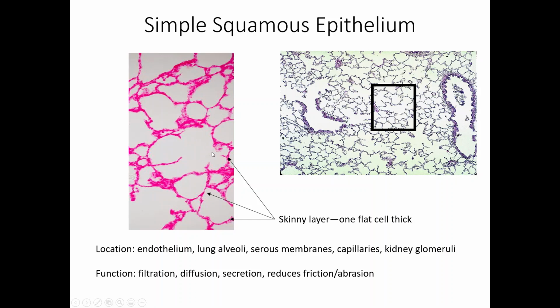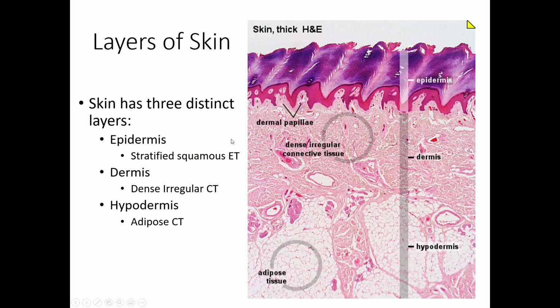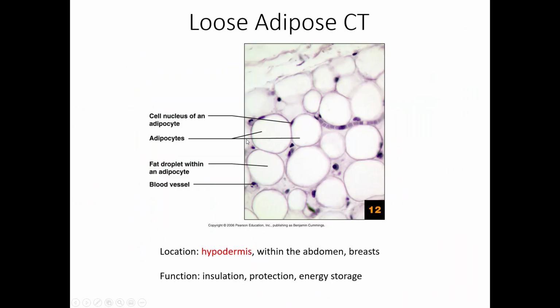So that's one of the things you want to look for if you're trying to figure out if it's simple squamous versus adipose. In the adipose, every single one of these is one complete circle. Again, this is not empty space.